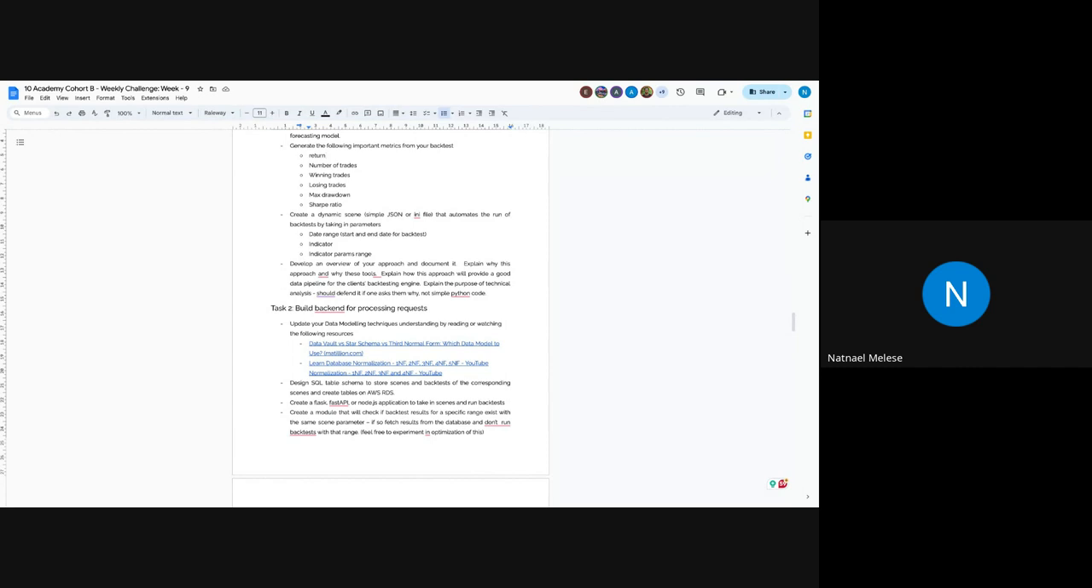So now the next would be to build a backend for processing the request that comes from the user. Now you have to update your data modeling techniques, which means try to understand database schema, for example, normalization, first normal form, second normal form, third normal form, fourth normal form, and try to understand how to design in such a way that it follows such conventions and rules. After designing the schema, the next would be to create a Flask or FastAPI or Node.js API, whichever suits you, but we would suggest FastAPI and Flask.